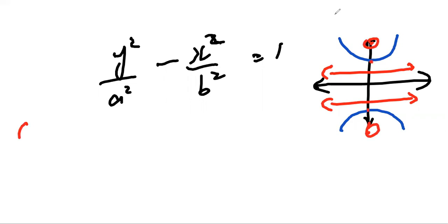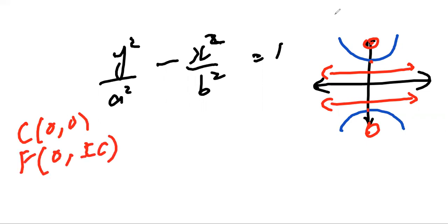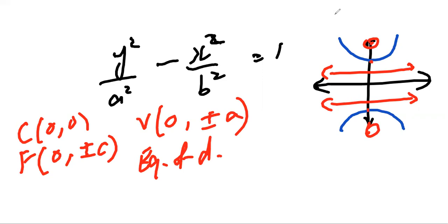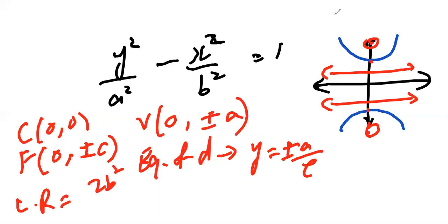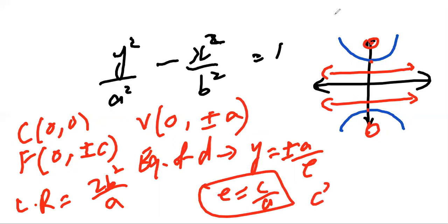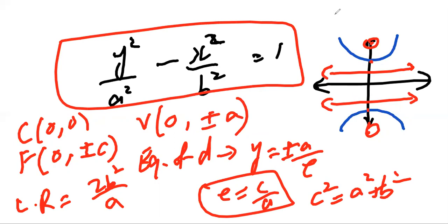And the points will become, I'm writing the point: center 0, 0, foci 0, plus minus c. Every value will come on the y-axis side. Vertices 0, plus minus a. Equation of directrix: y is equal to plus minus a upon e. Equation of directrix becomes this. Latus rectum length remains same, 2b square upon a always remains same. And eccentricity remains same. E is c upon a. Relation remains same: c square is a square plus b square. This is all from the standard equations of the hyperbola.